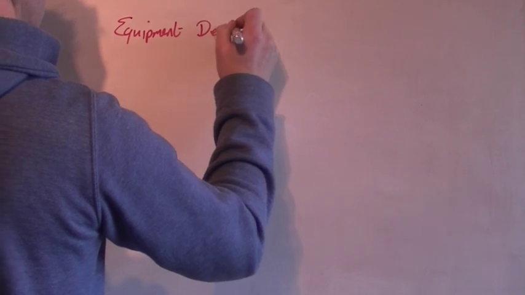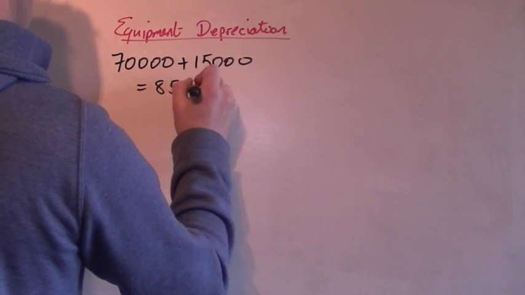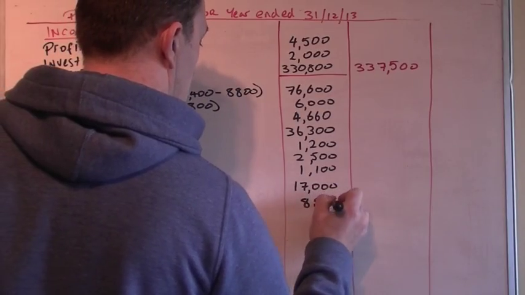Our next item for depreciation is equipment. We began with 70,000 of equipment and we bought more equipment for 15,000, so it's 85,000. At 10% per annum gives us 8,500 for depreciation of equipment.